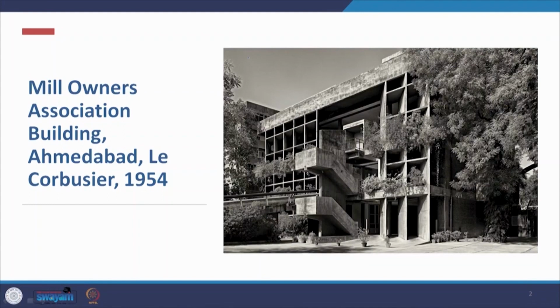Students, I welcome you again to this ongoing series on modern Indian architecture, and today we will look at part 4 of Western architects in India, and we are focusing on Le Corbusier. The Mill Owners Association building, designed by Corbusier in Ahmedabad in 1954, is the next work that I am showing to you here. Earlier we saw Villa Shodhan.